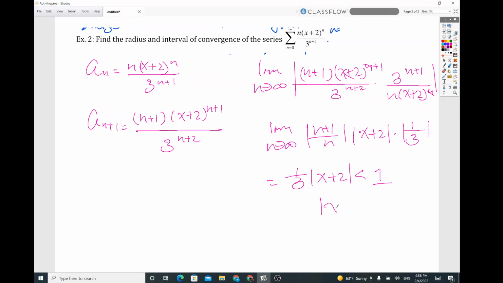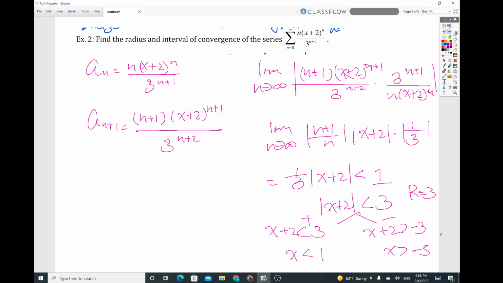So it looks like this one is going to be absolute value of x plus 2 less than 3. So now we do know that r, the radius, is 3. Okay, that's what we found. And then the interval of convergence, separated out. So x plus 2 is less than 3. Let's do the positive first and then the negative. The negative would be x plus 2 greater than negative 3. So x is less than 1, and over here, x is greater than negative 3 minus 2, negative 5.